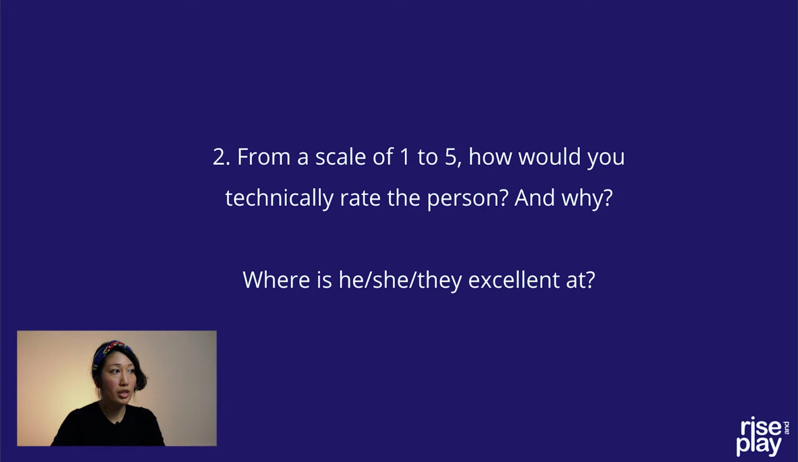And the second question is more like going into detail. On a scale of 1 to 5, how would you technically rate the person and why? Where is he, she, they excellent? So in this question, I really want to understand in the first part how the person working with them really perceived the technical skills and how strong they are.